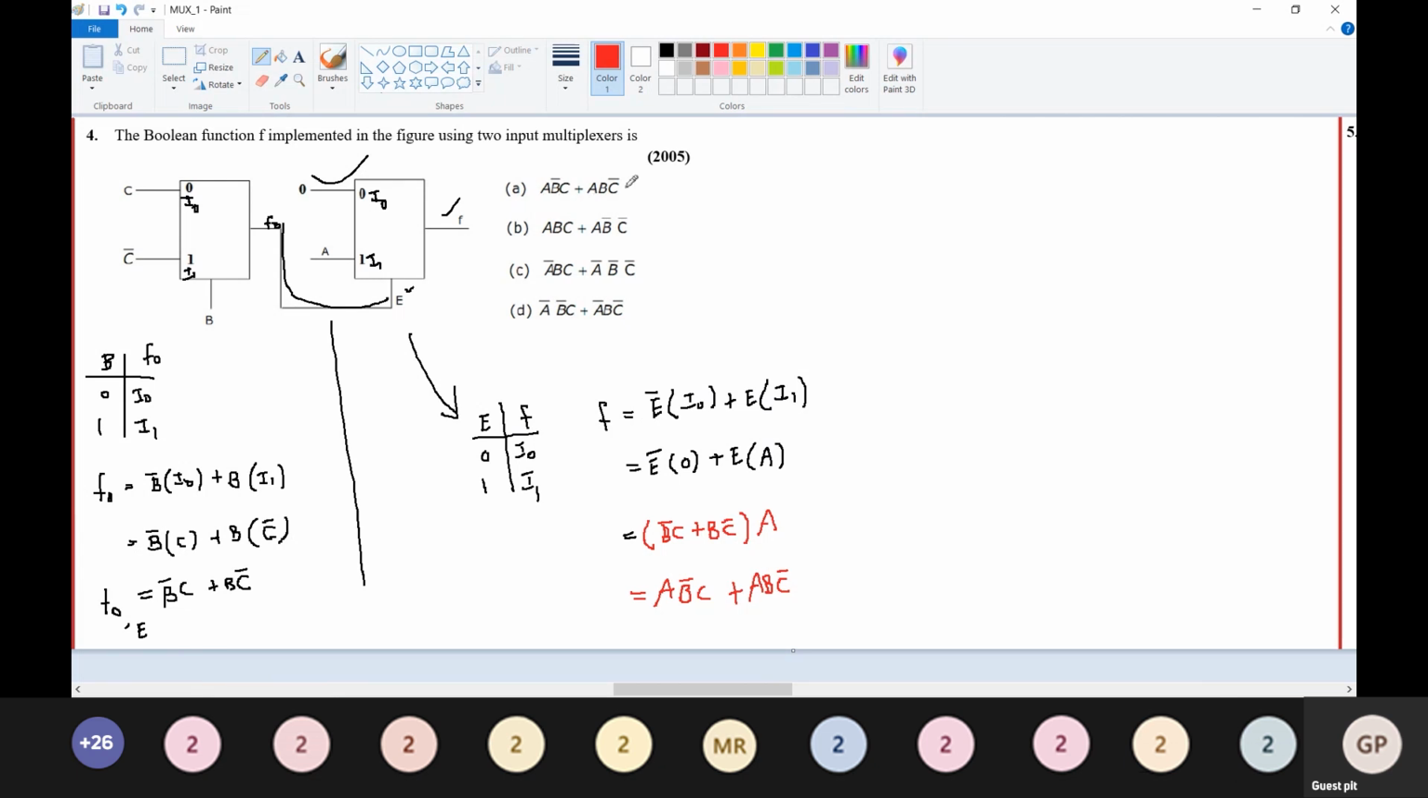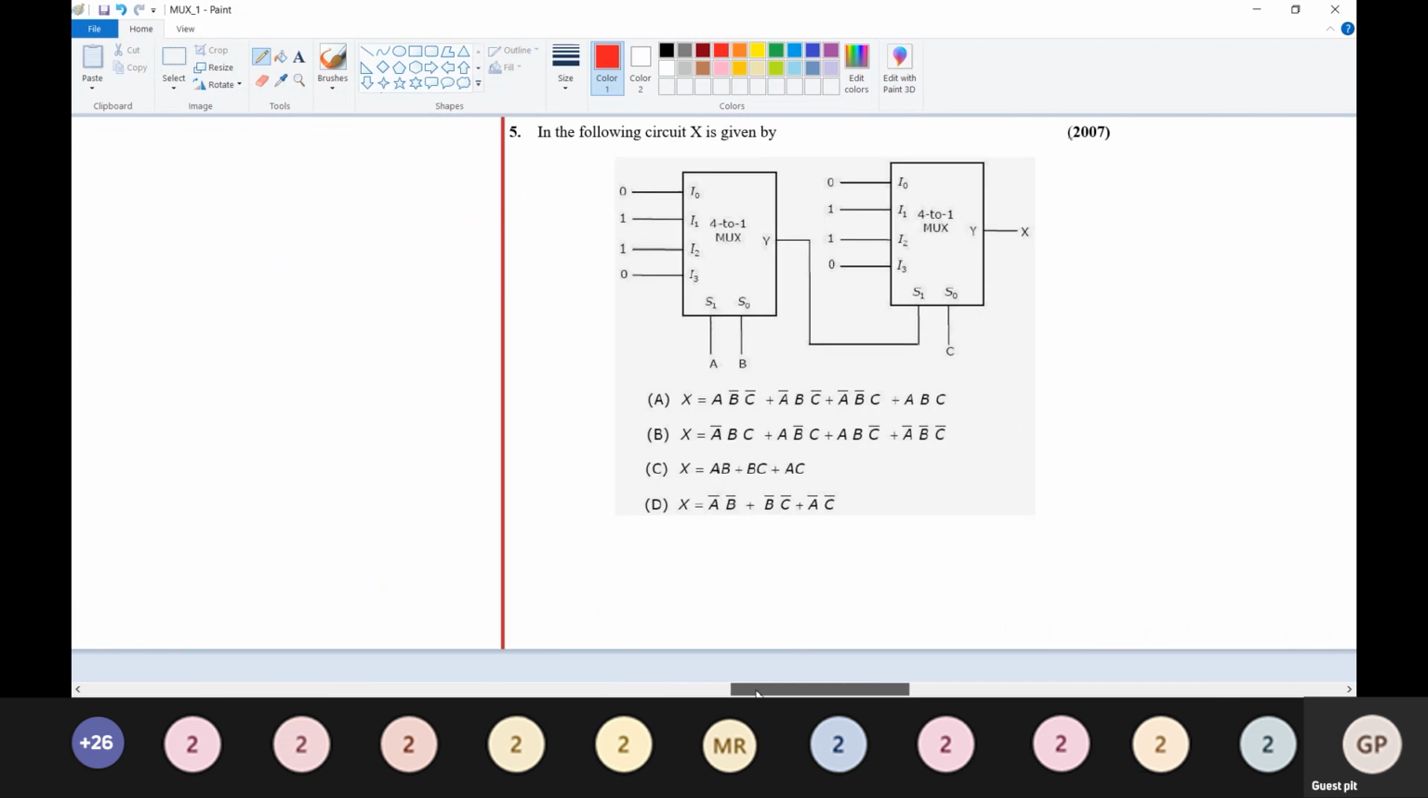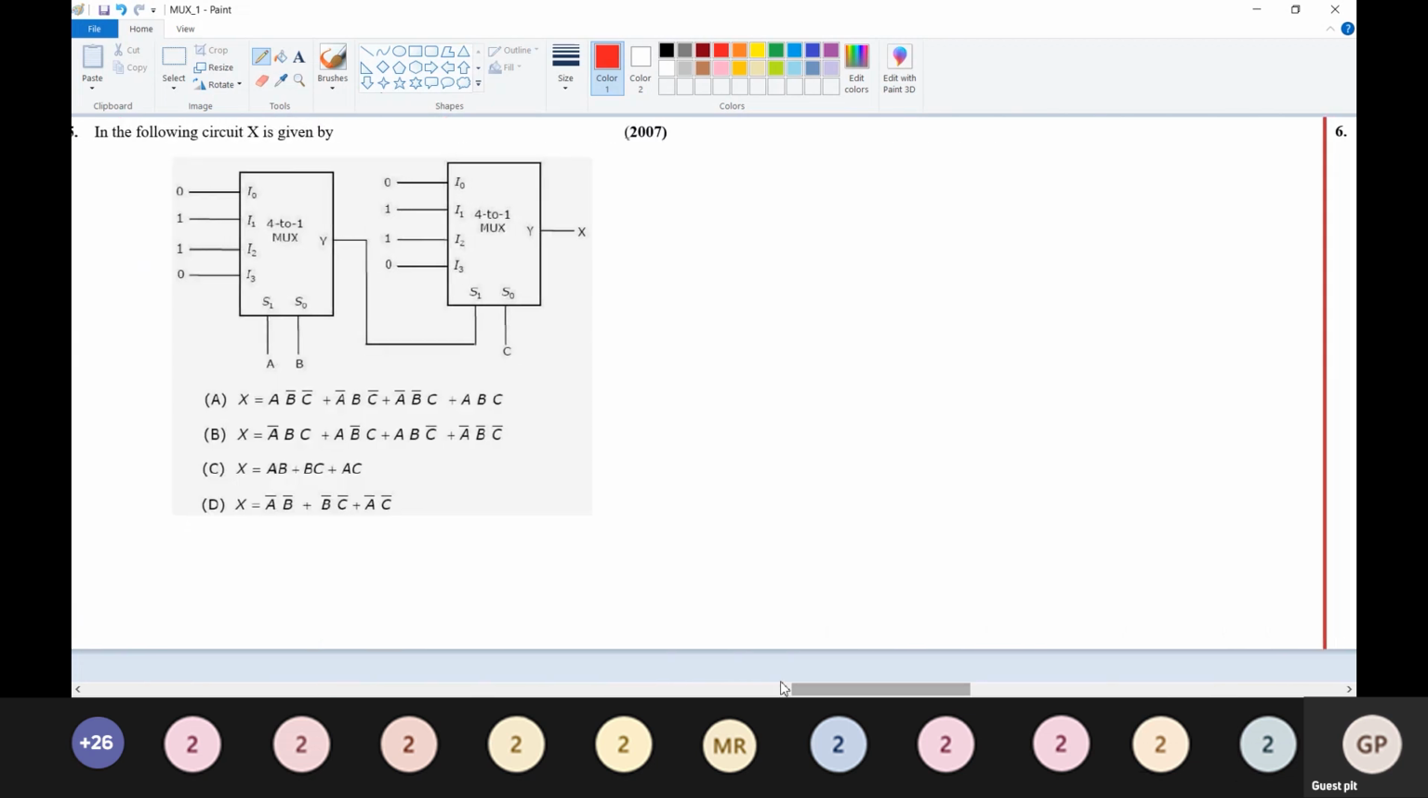Just check if any of the answers is matching. So the answer A B dash C plus A B C dash is option A. Okay, so option A is matching. So that is your right answer. Move on. Next question.